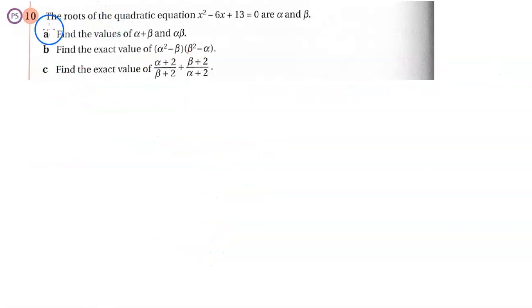Okay, let's check out question 10. The roots of the quadratic equation x squared minus 6x plus 13 equals 0 are alpha and beta. It says find the values of alpha plus beta and alpha times beta. Using our same formula as before, we know that alpha plus beta is equal to negative negative 6 over 1, so that would be positive 6, and alpha times beta is equal to positive 13 over 1, so that would be 13.